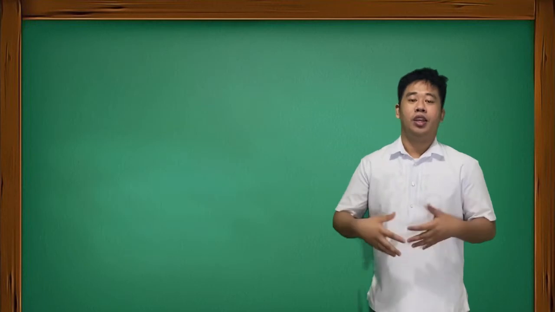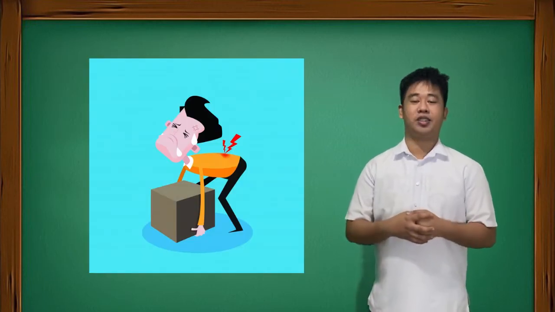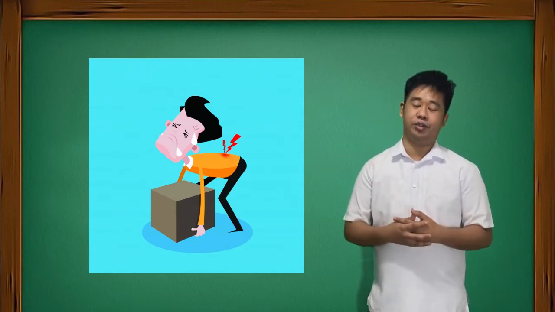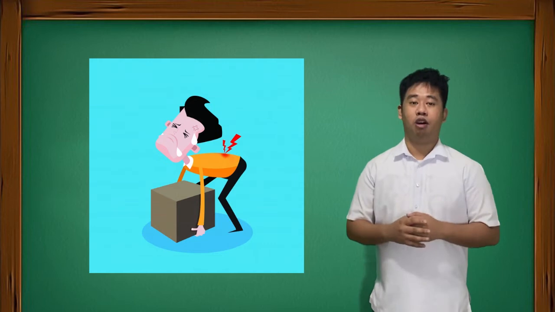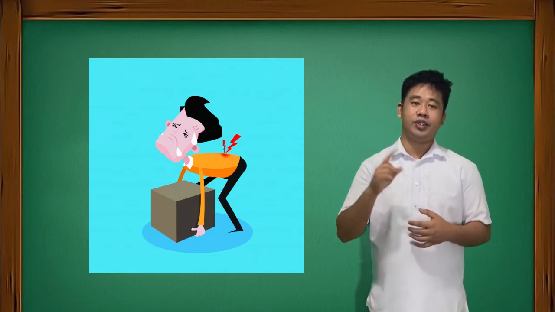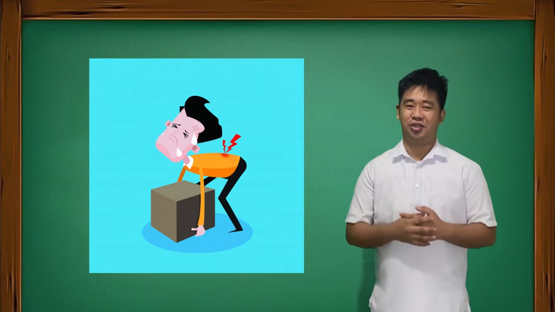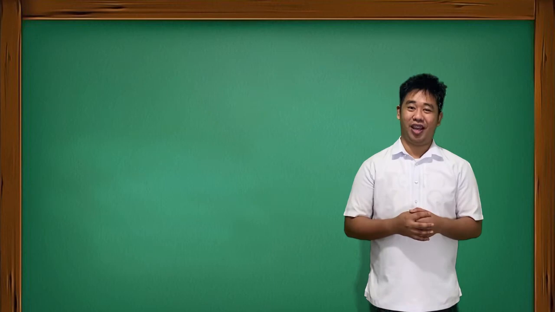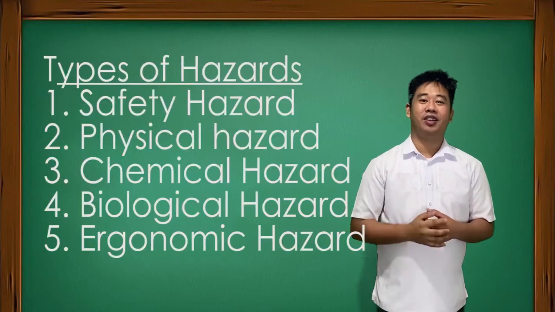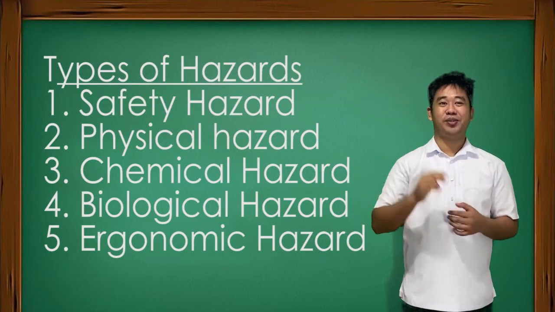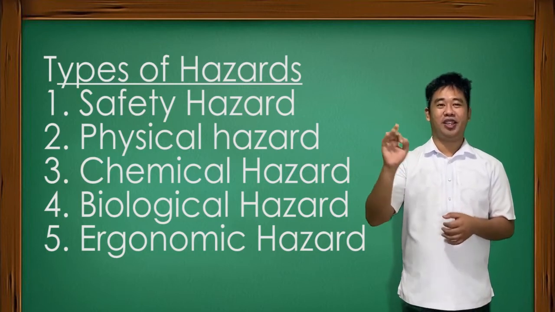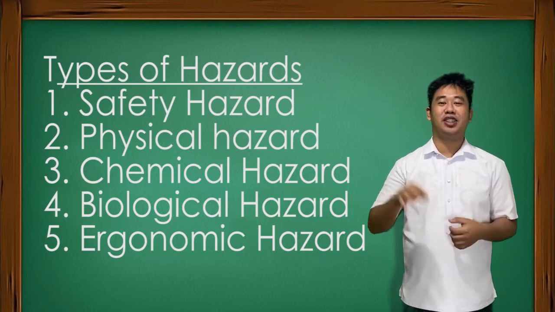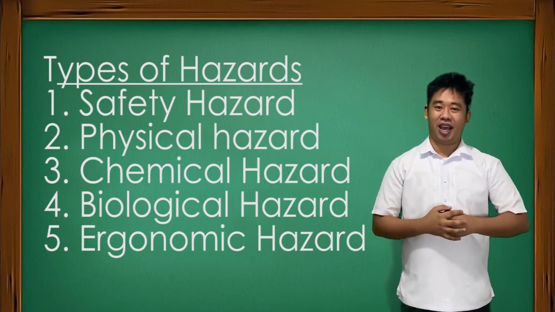Another example, lifting heavy objects. Lifting heavy objects is a kind of hazard. What is now the risk of lifting heavy objects? The risk is having a back injury. Is that clear? Workplace hazards can be categorized into five. Number 1, safety hazard. Number 2, physical hazard. Number 3, chemical hazard. Number 4, biological hazard. And lastly, number 5, we have ergonomic hazard.